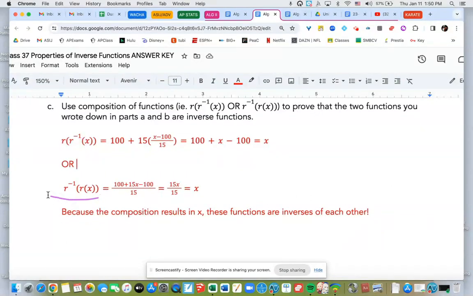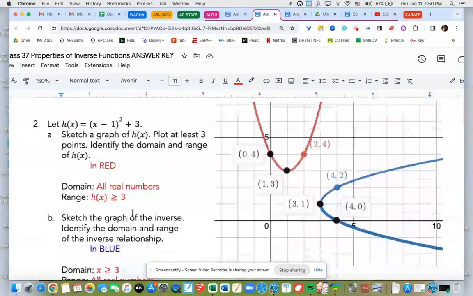And you don't have to do it that way. You can do it the reverse way as well. It doesn't matter. You don't have to do both. You just pick one and do it.